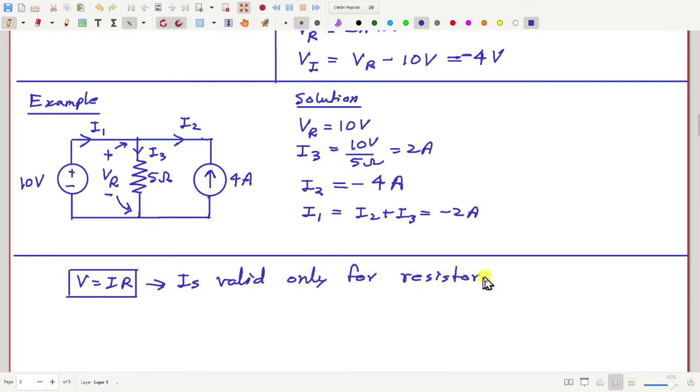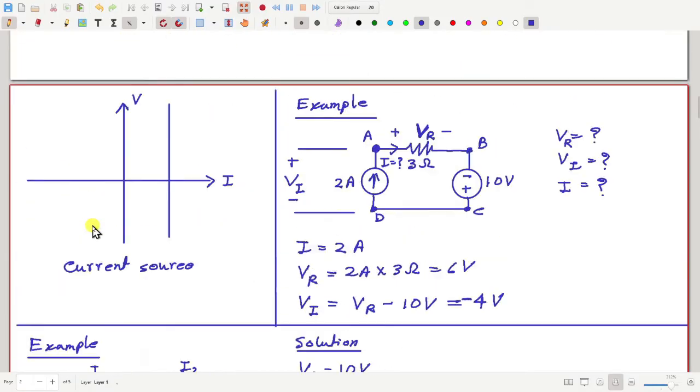Okay, and it's not valid for anything else in general: voltage source, current source, and other things that we will study in the coming days. So please don't try to satisfy this relation V equal to IR for a current source or for a voltage source. Definitely it is not satisfied.